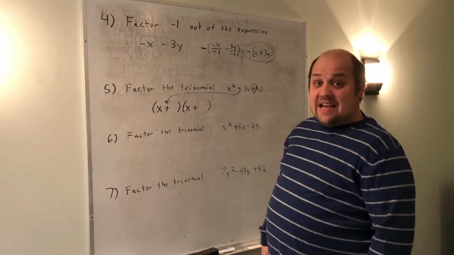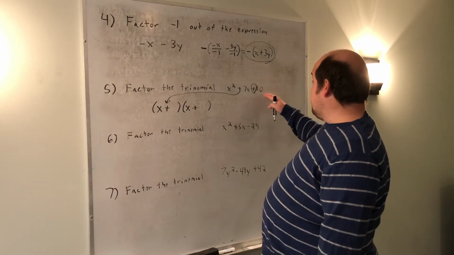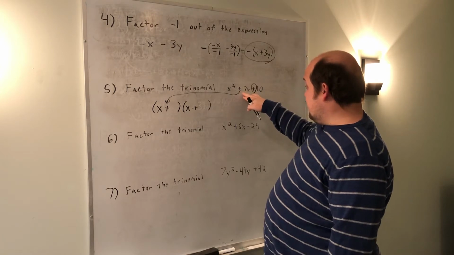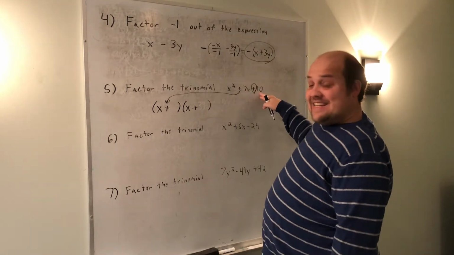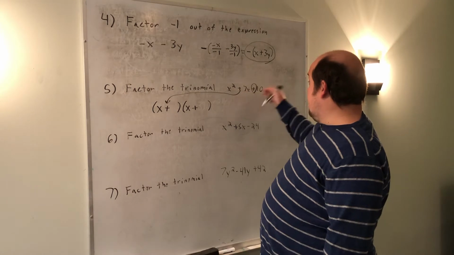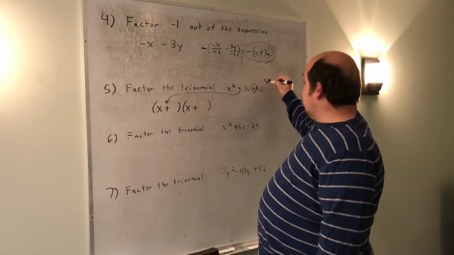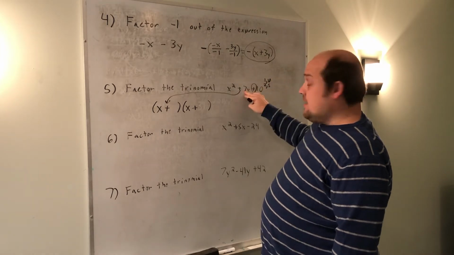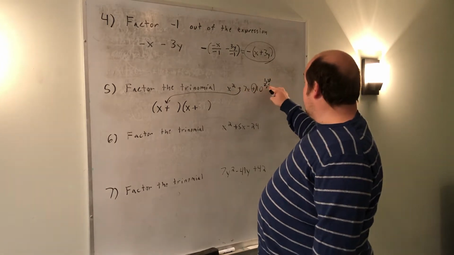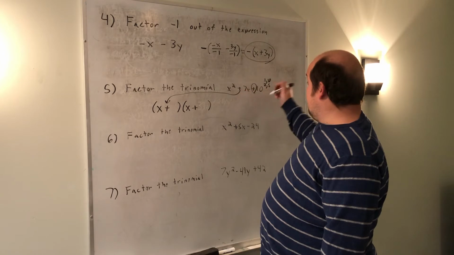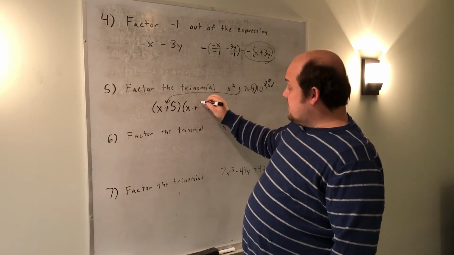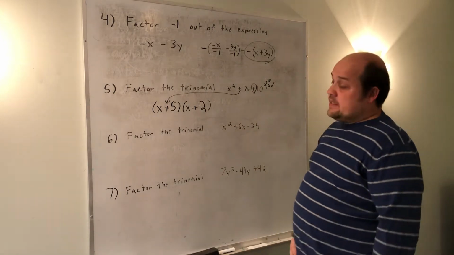Now that I have my signs correct, I read the question as multiplies to this and either adds or subtracts to this. So multiplies to 10 and adds to 7. I write the ways to multiply to 10. This one, 1 plus 10 would give me 11, not 7. This one, 2 plus 5, gives me 7, which is what I was looking for. I put the larger one in the first parentheses, the smaller one in the second parentheses.